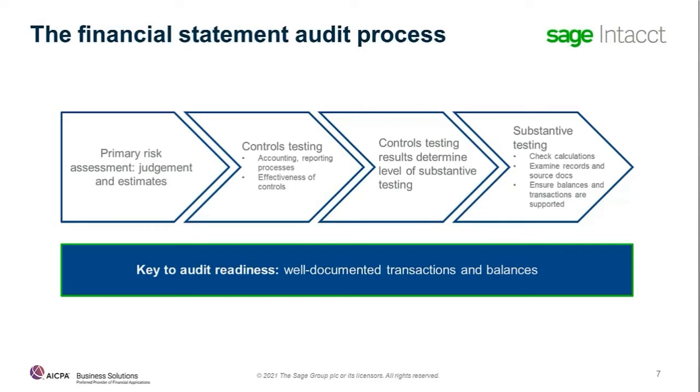So if we think about what it takes to have audit-ready financials, it'd be helpful to have well-documented transactions and balances. So John Mark, a question for you. In terms of what we're looking at here as a high-level process and the pieces of the process, there's controls, there's substantive testing. What have you seen in terms of the relationship between those two, and what role do you see automation playing when it comes to the work and controls that's done around substantive testing?